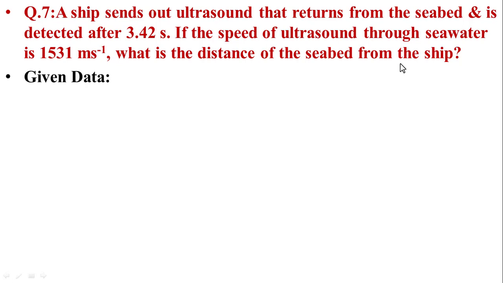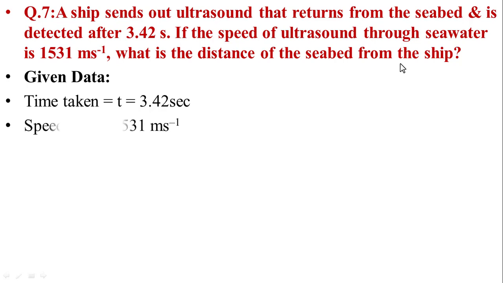First of all, write the given data. Time taken T is equal to 3.42 seconds and speed V is equal to 1531 meters per second.